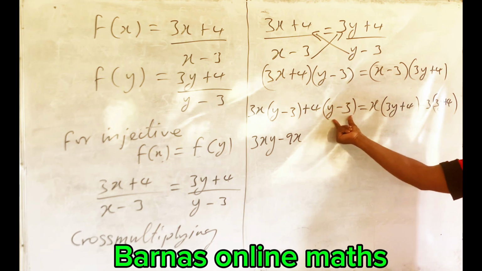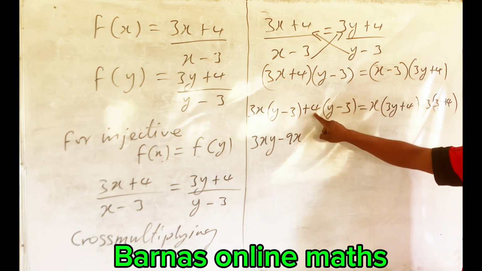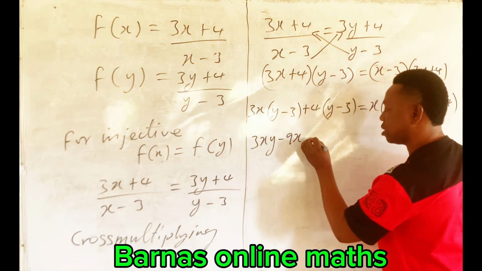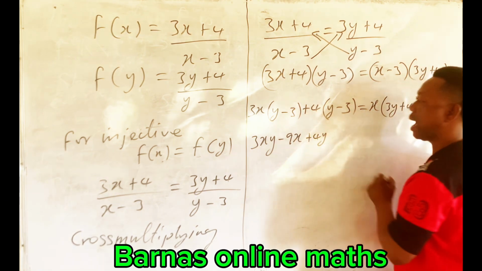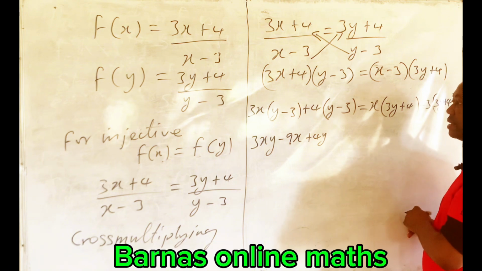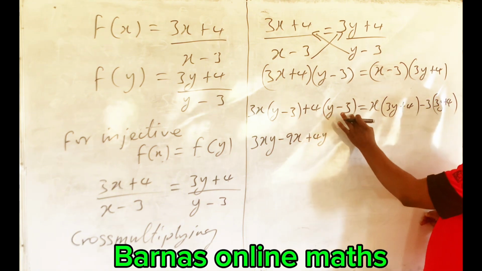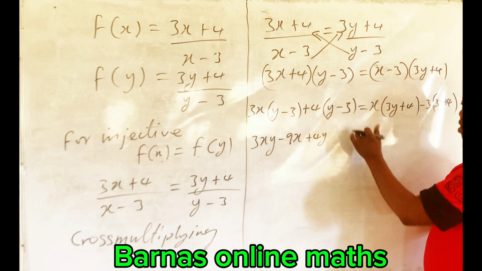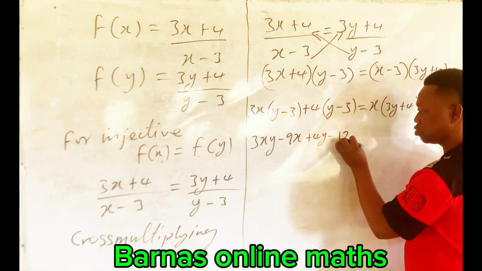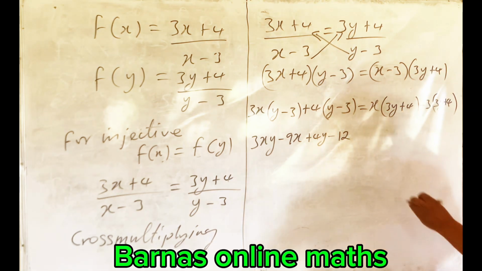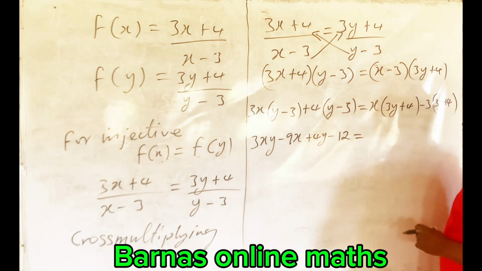Now coming here, the 4 outside the bracket will multiply the 2 terms inside this bracket. If that happens, we are going to have plus 4 times y will give us plus 4y. Then plus 4 times minus 3 will give us minus 12. That is all in the left hand side.